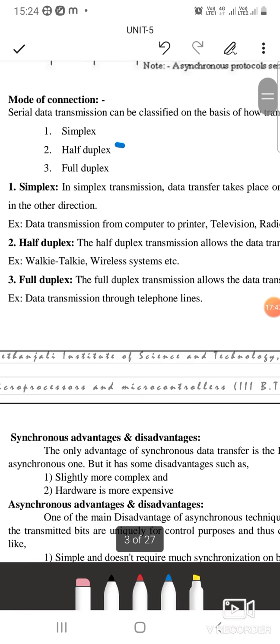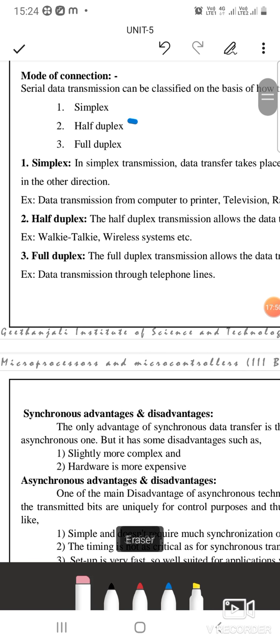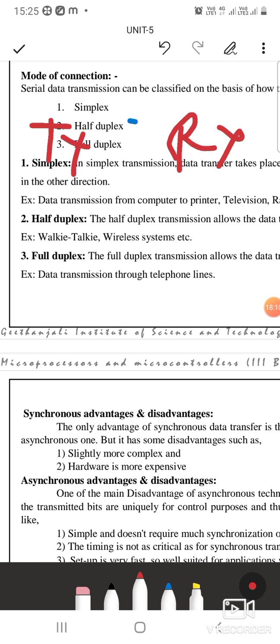When it comes to the modes of communication, you have mainly three modes: simplex, half duplex, and full duplex. In simplex communication, the data transfer takes place in only one way. If you have a transmitter and a receiver, only the transmitter can send data to the receiver, with no other way of communication. Just like your computer sends data to the printer, and the printer cannot send data back to the computer. It's a one-way communication.